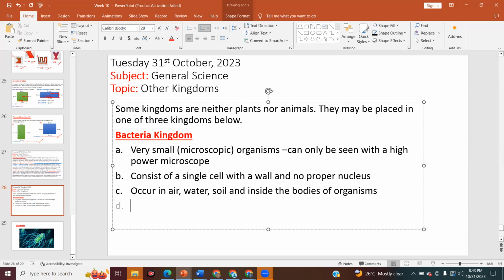Now, what do you think helps with the rotting process? Bacteria. Yes, bacteria does help in the rotting process.